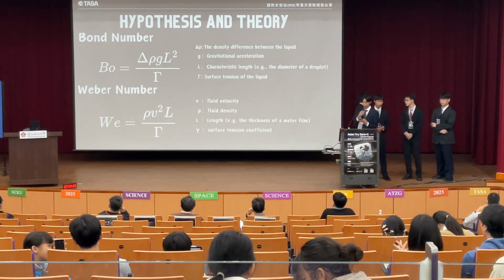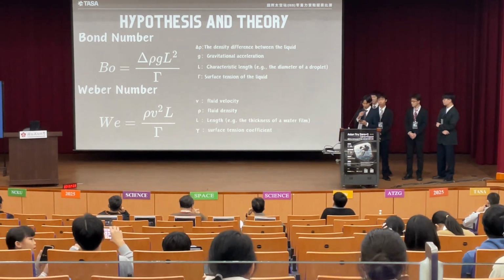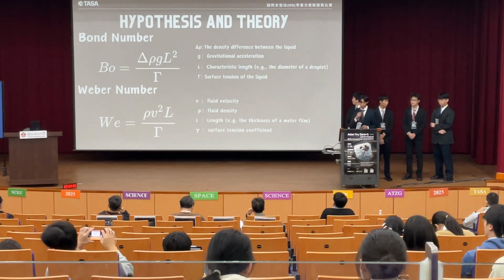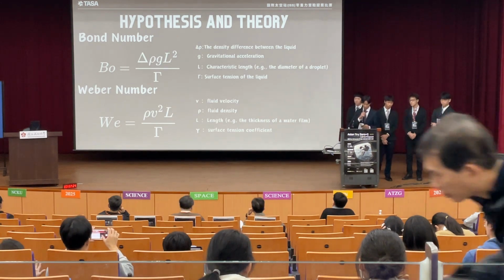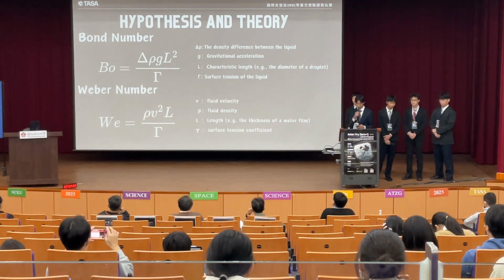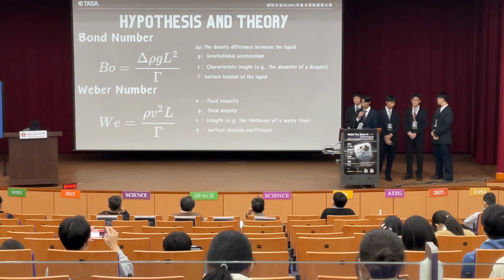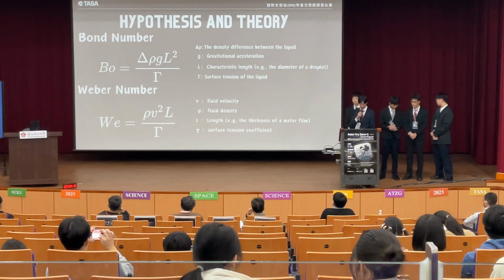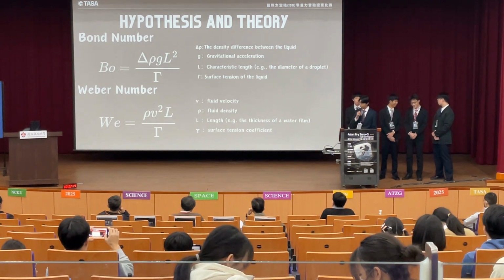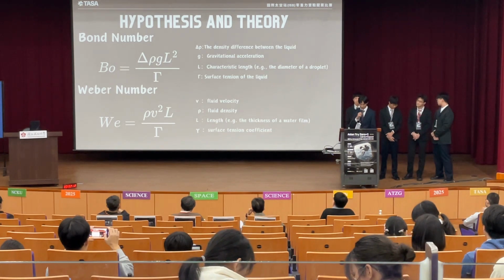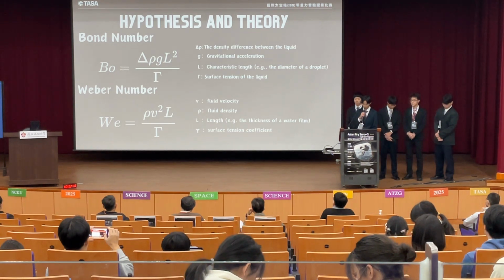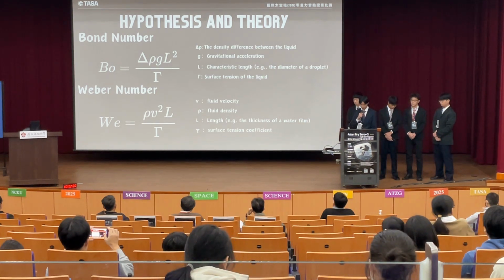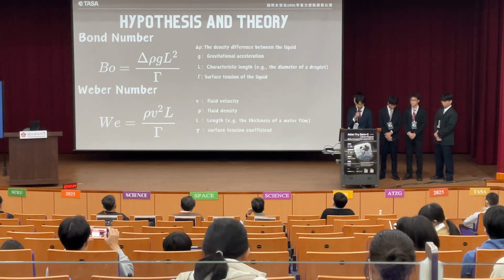The formula of the Bond number on the left demonstrates the dominance of surface tension in space. When the gravitational acceleration decreases, the Bond number will increase. So surface tension then becomes the dominant force in microgravity. Additionally, the Weber number will decrease due to the increased surface tension coefficient. This means the water sphere becomes more resistant to deformation and breakup.